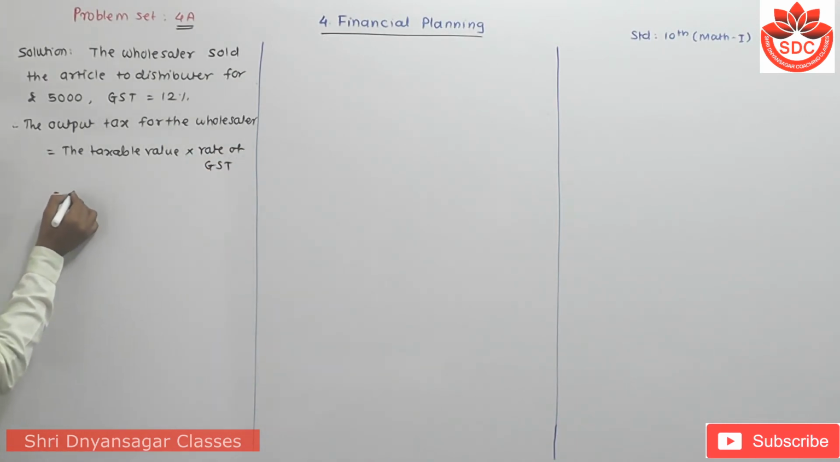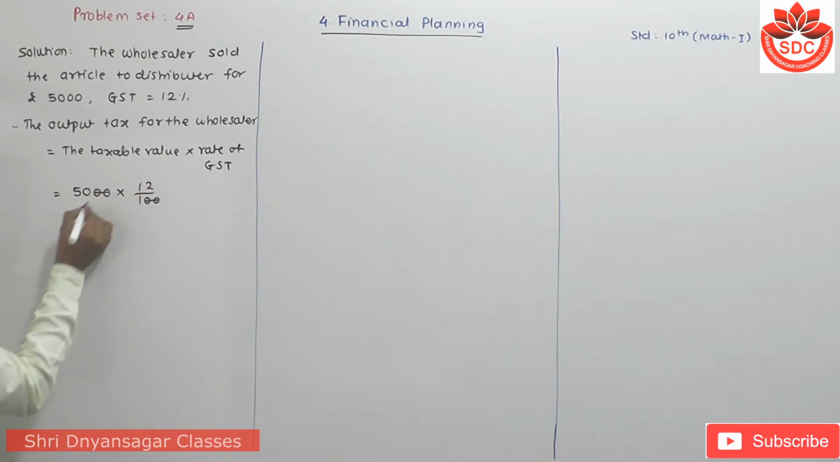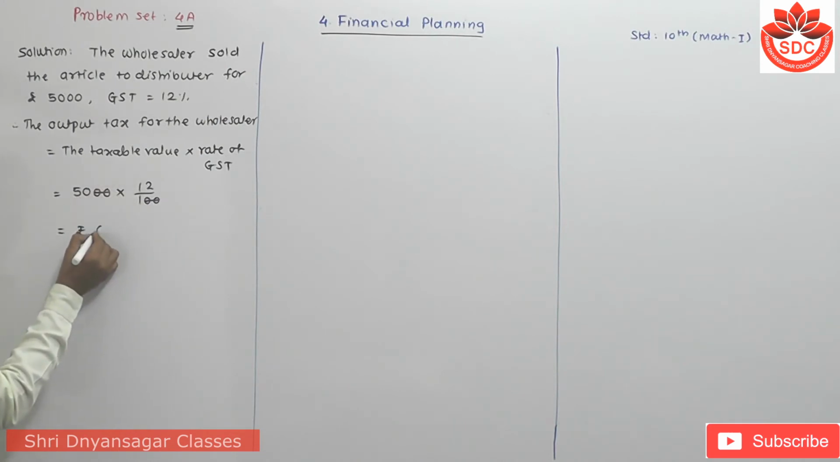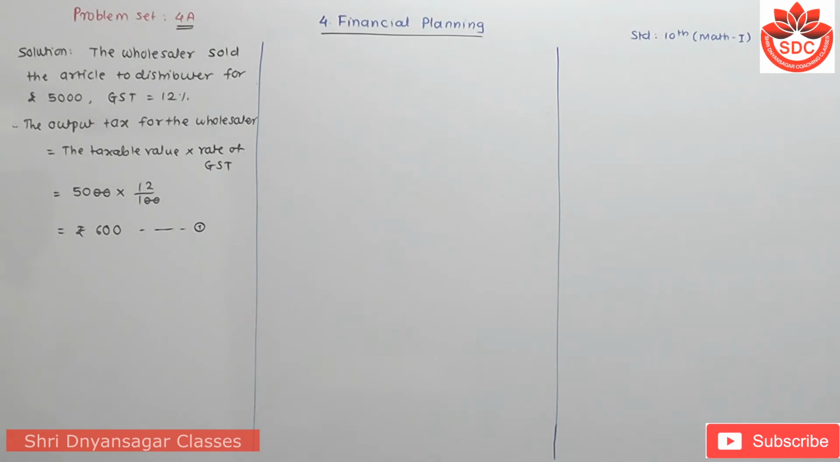Taxable value is 5,000 into rate of GST, which is 12%, that means 12 upon 100. This zero gets cancelled, so 12 fives are 60, that means 600 rupees. Now this is our first point: the GST paid by this wholesaler is 600 rupees. Now, students, for the manufacturer to the wholesaler, the payable GST is 600 rupees.